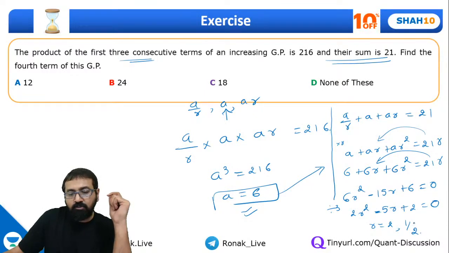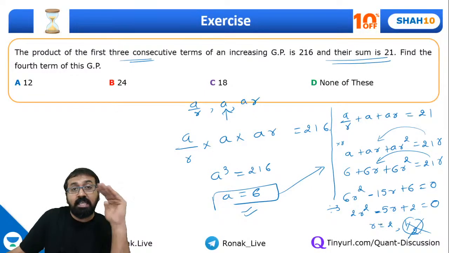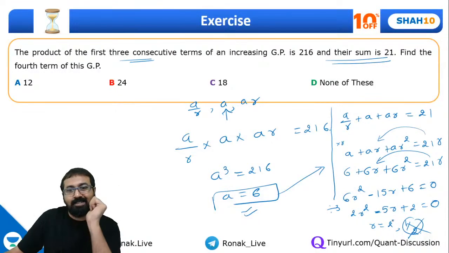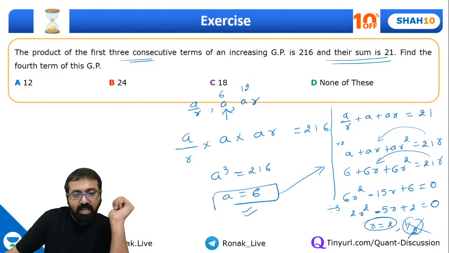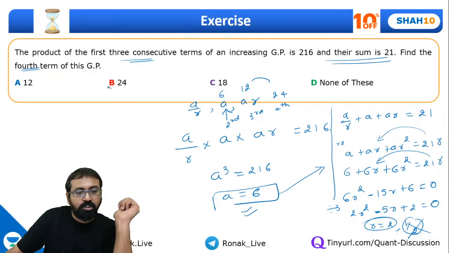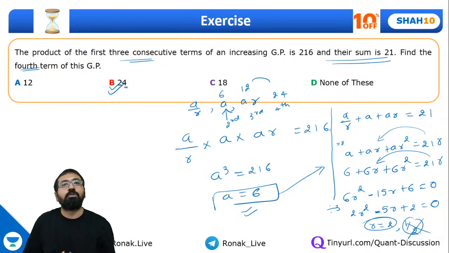Can R be 1 by 2? No, because it's an increasing GP. It's not a decreasing GP. So we'll have to take R as 2. So now I got R. This is 6, so this is 12. So what will be the fourth term? This is the second term, this is the third term, so the fourth term will be 24. And this is what we need to find out, the fourth term. So it's going to be 24.